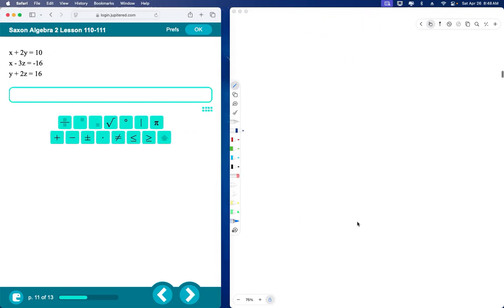Next problem, we have one of these where we have to find the point where they all intersect. So you're going to have an x, y, z problem where you're going to answer it like that, right? Only thing is we have missing values. So we need to create some substitution values that work. So here I see we have an x and an x. So if I multiply this one by a -1, that'll help. So A is x plus 2y equals 10. B is going to be x minus 3z is equal to -16. And C is y plus 2z is equal to 16.